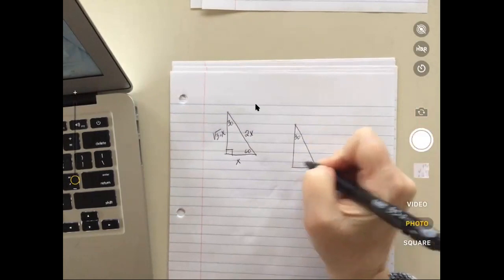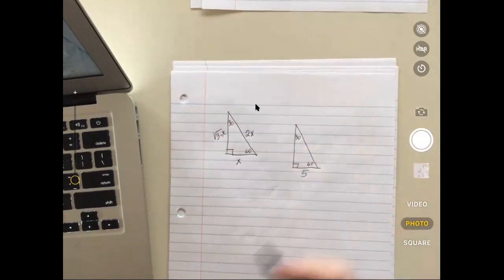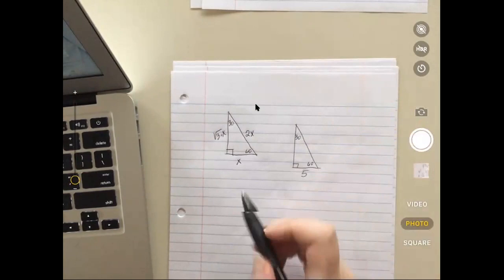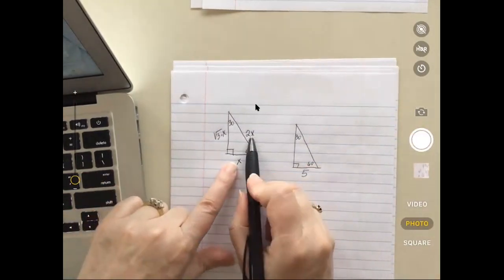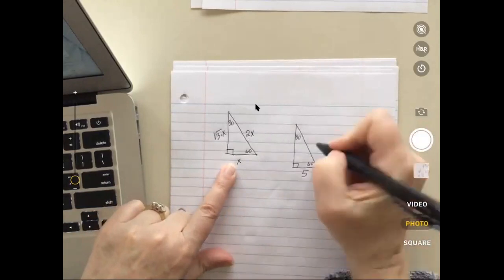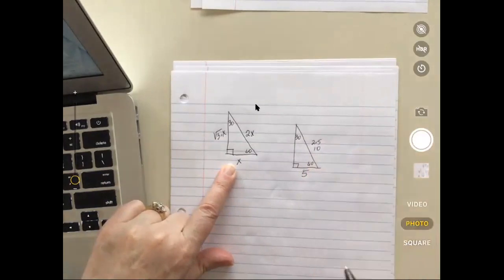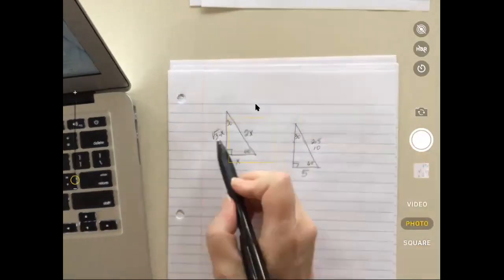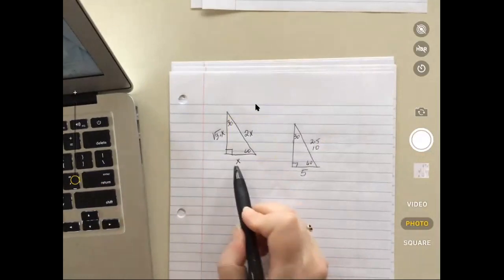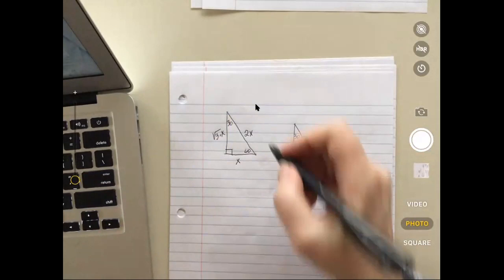If this bottom side right here is 5, then the hypotenuse is always going to be twice that. Whatever the bottom is, the long side is always going to be twice that. So it'll be 2 times 5, or 10. And this side right here will always be the square root of 3 times the bottom. So it's the square root of 3 times 5.